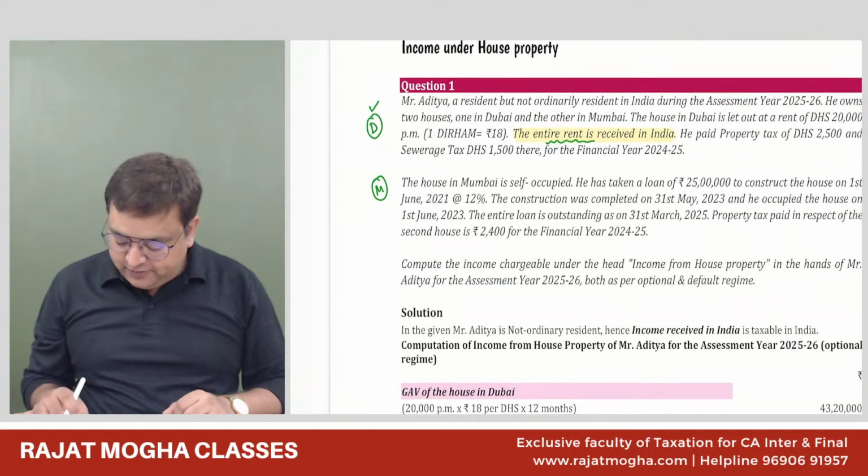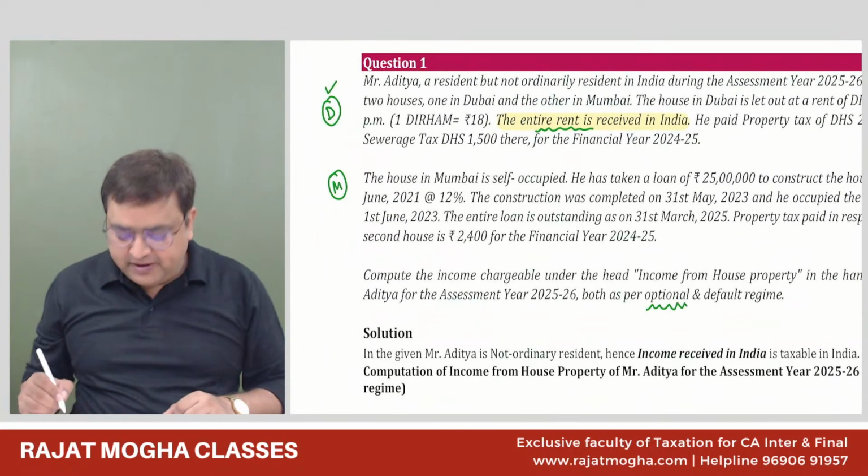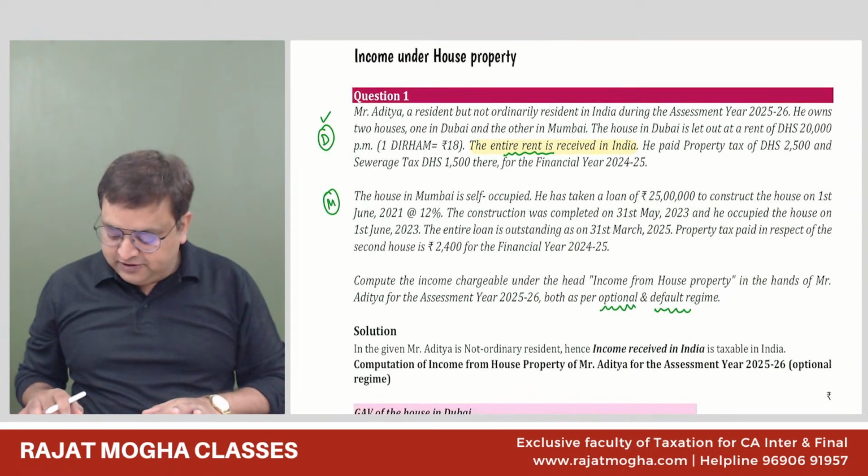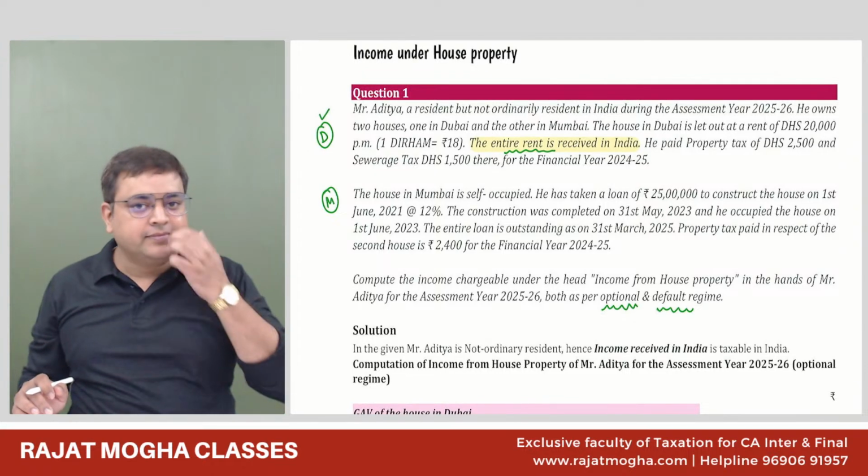Okay, so let us calculate. First calculate through the optional regime, and then we can show the default regime as well. Everybody is okay till here? Everybody understood the question or not?